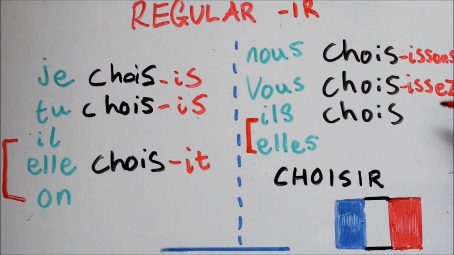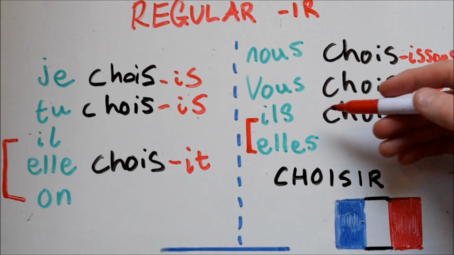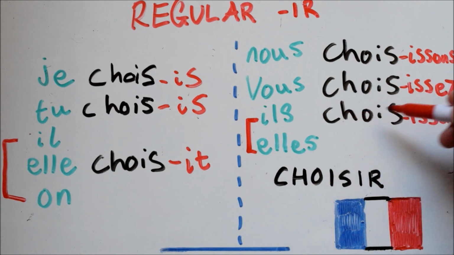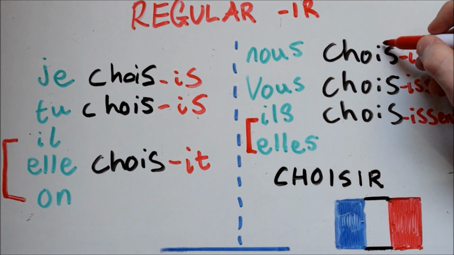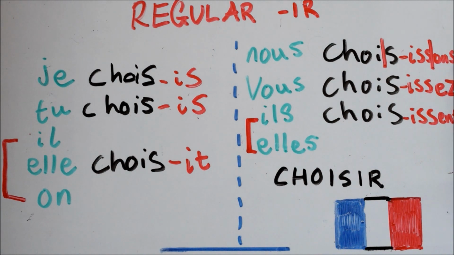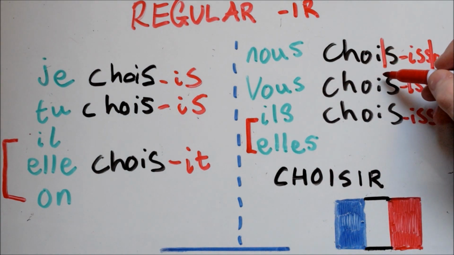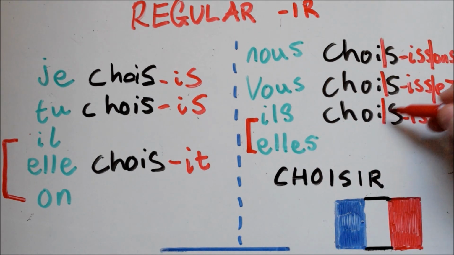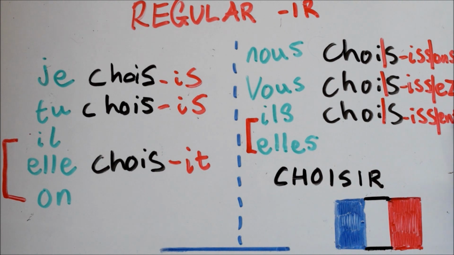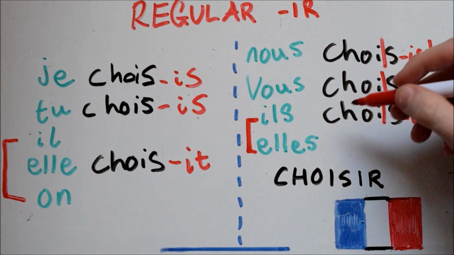Finally, we have they. The ending is similar as well. ISSENT. So, this is pronounced il choisit. Okay? So, if I break this one down, it's nous choisissons. Vous choisissez. Il choisit. Notice the ENT isn't pronounced.